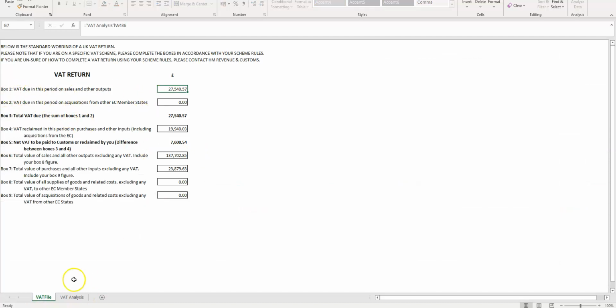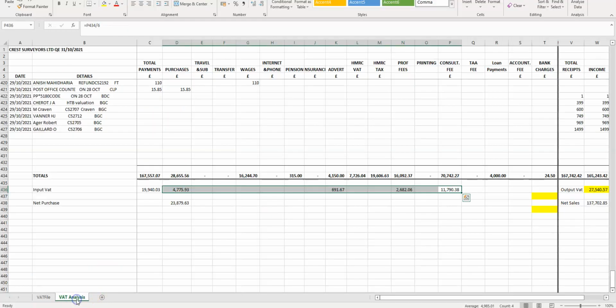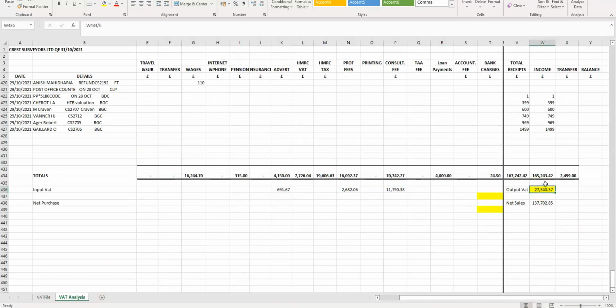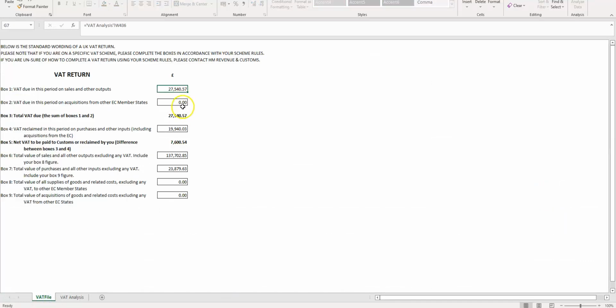And this is the VAT due, 27,000, the output VAT. So you can check how much the output VAT is. You can see here, that's my output VAT, box number 1, 27,540, and it's here. So we are paying this VAT, so it's output VAT. There's no acquisition from the European country or EC member, so there is no VAT on acquisition. So that's the total VAT due to HMRC, box number 3.